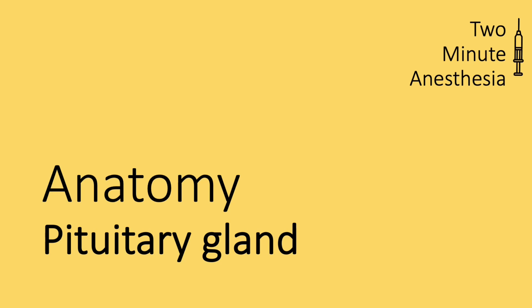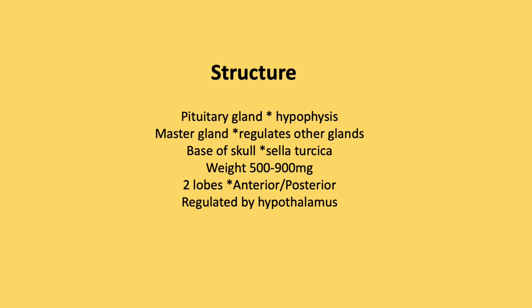Two-minute anaesthesia, pituitary gland. The pituitary gland, or hypophysis, is a master regulating gland. It's located in the base of the skull, the sella turcica. It has a range of functions including metabolism, sexual function, reproduction, immune, breastfeeding and growth. It weighs just under 1 gram and has two lobes, anterior and posterior. It's regulated by the hypothalamus.